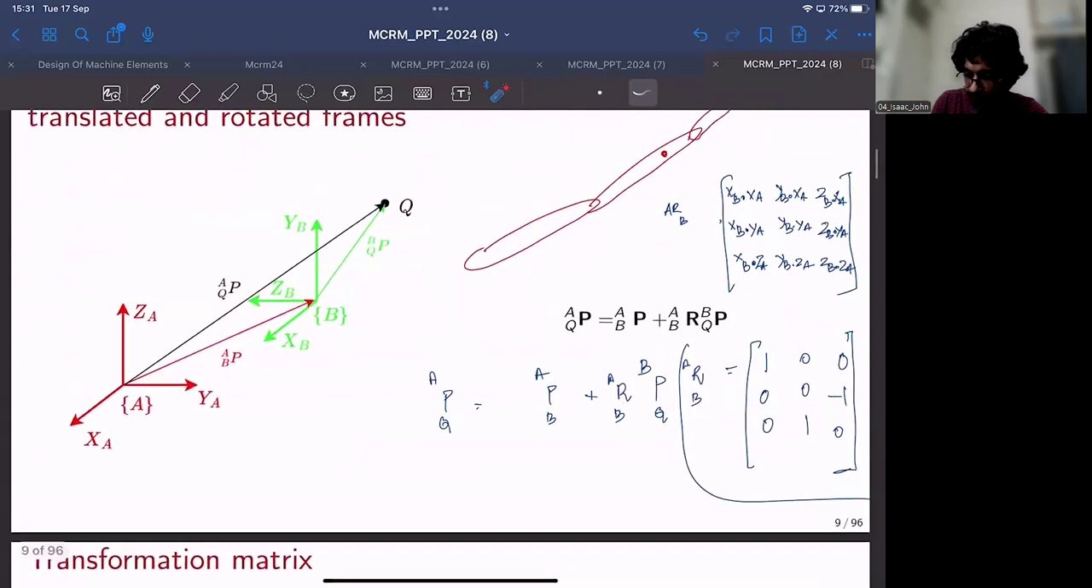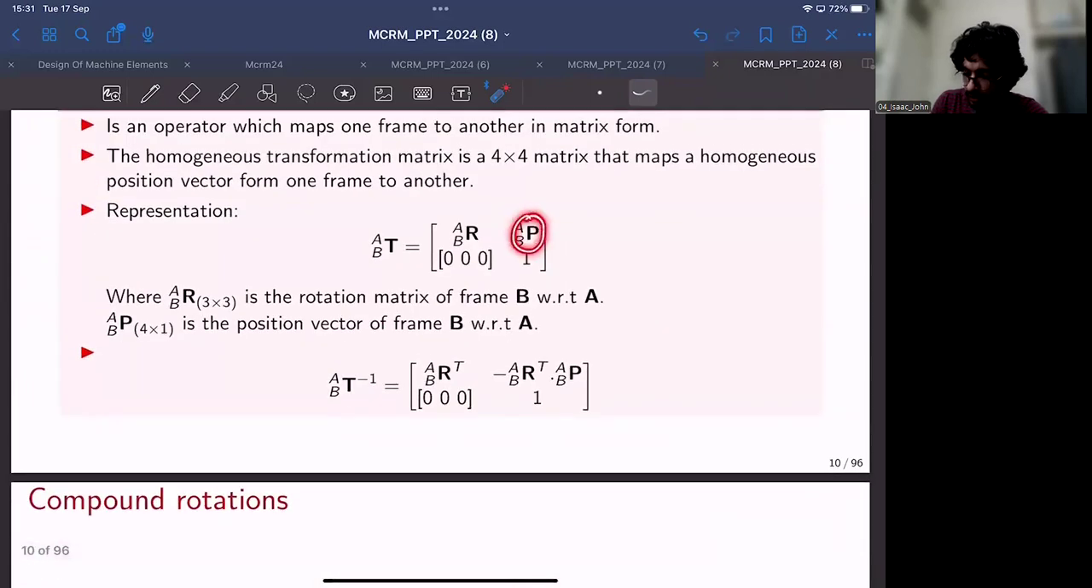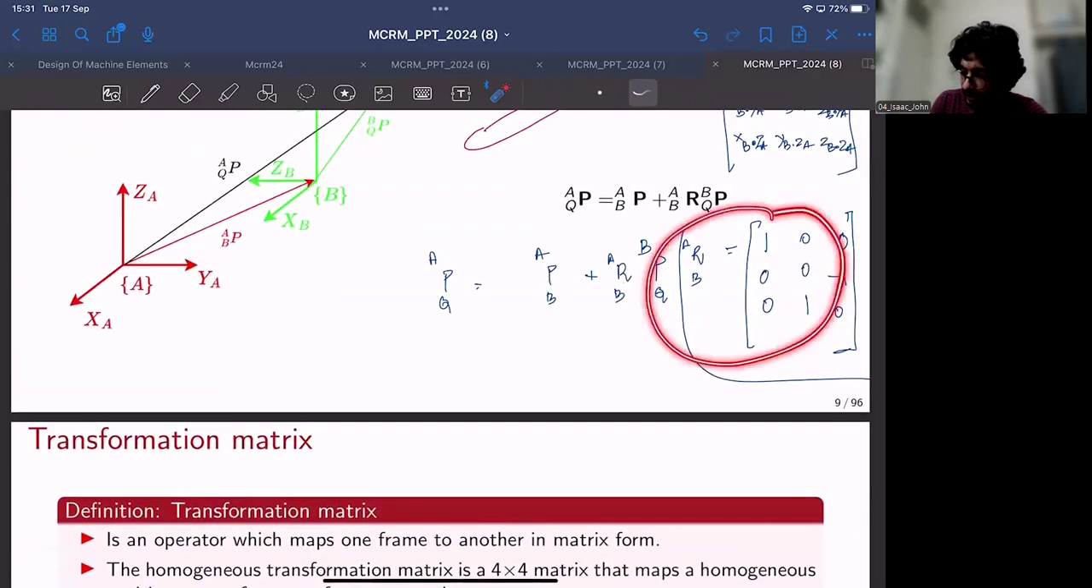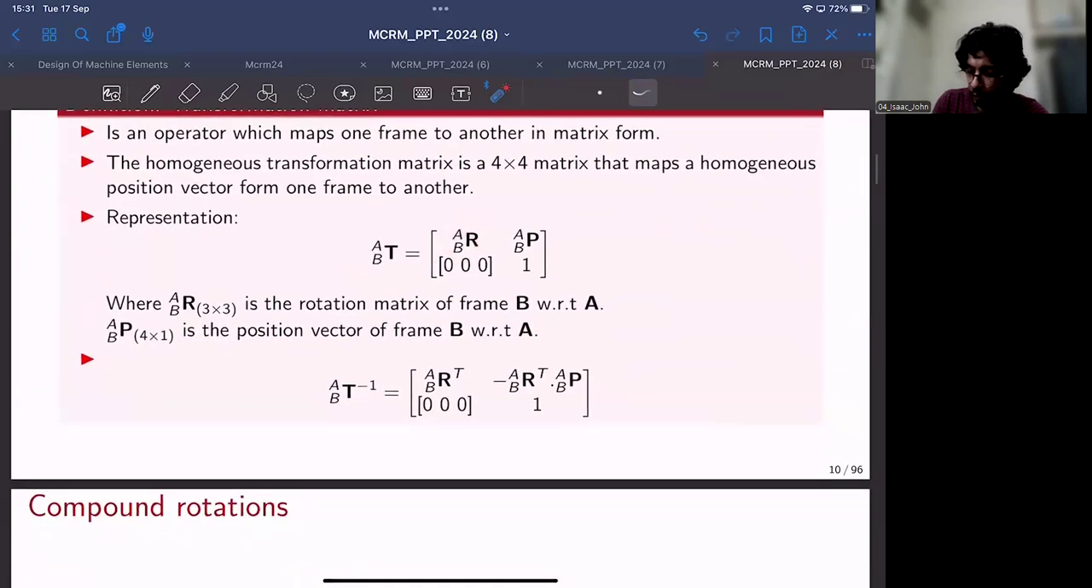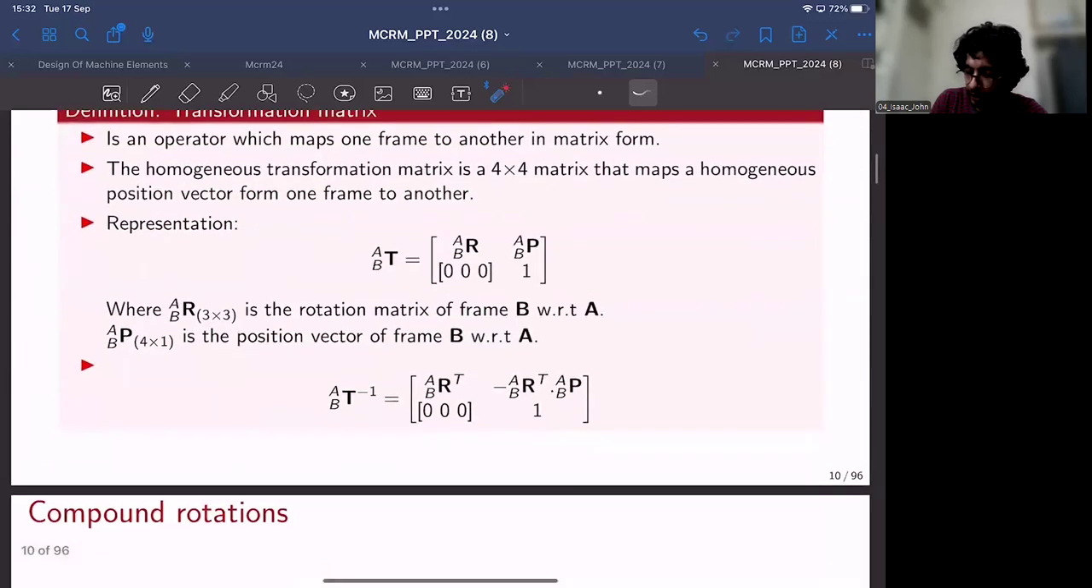In this example, if the position vector between frame B and frame A is APB, the APB here corresponds to this thing, and the rotation matrix that we derived here corresponds to this thing, and the final row would be 0, 0, 0, 1. This is the position and orientation of frame B with respect to frame A. If you want to go the other way around, to express the position and orientation of frame A with respect to frame B, you only need to invert this matrix. Taking the inverse of this matrix, you will obtain this.